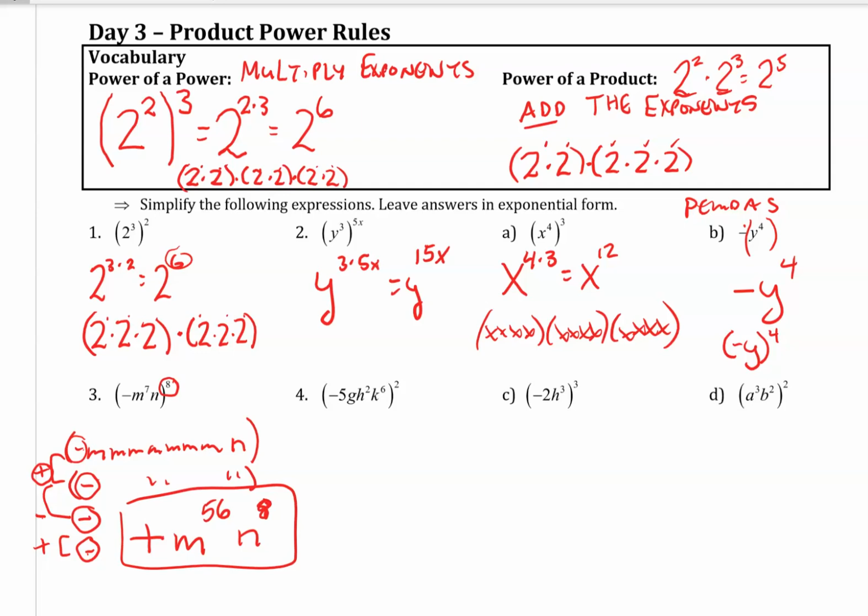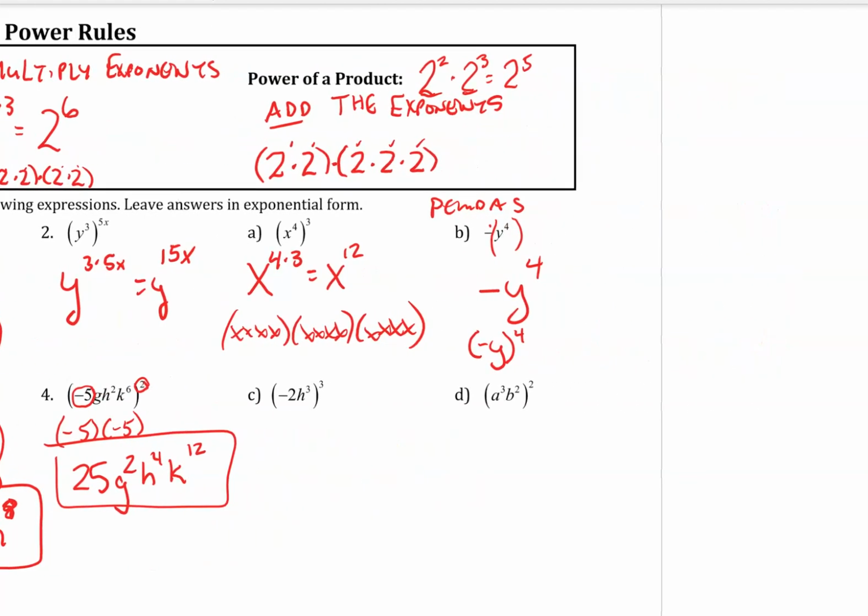On number 4, we have a whole bunch of letters here, but the first thing we're going to work on is our number. Negative 5 squared is, of course, negative 5 times itself. A negative times a negative is positive. 5 times 5 is 25. G to the first to the second, we multiply those exponents together. 1 times 2 is 2. H squared to the second, we multiply those exponents together. 2 times 2 is 4. K to the sixth to the second power, we multiply those together. That's the 12th power.